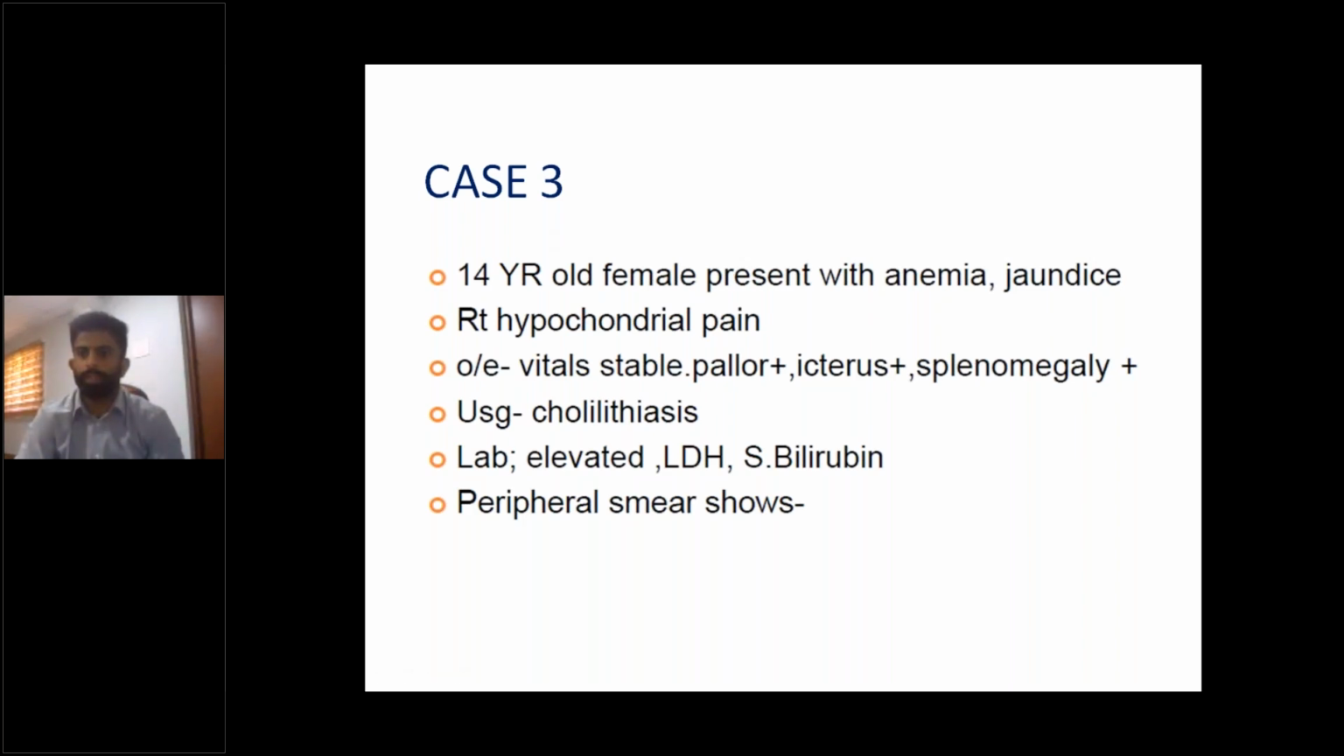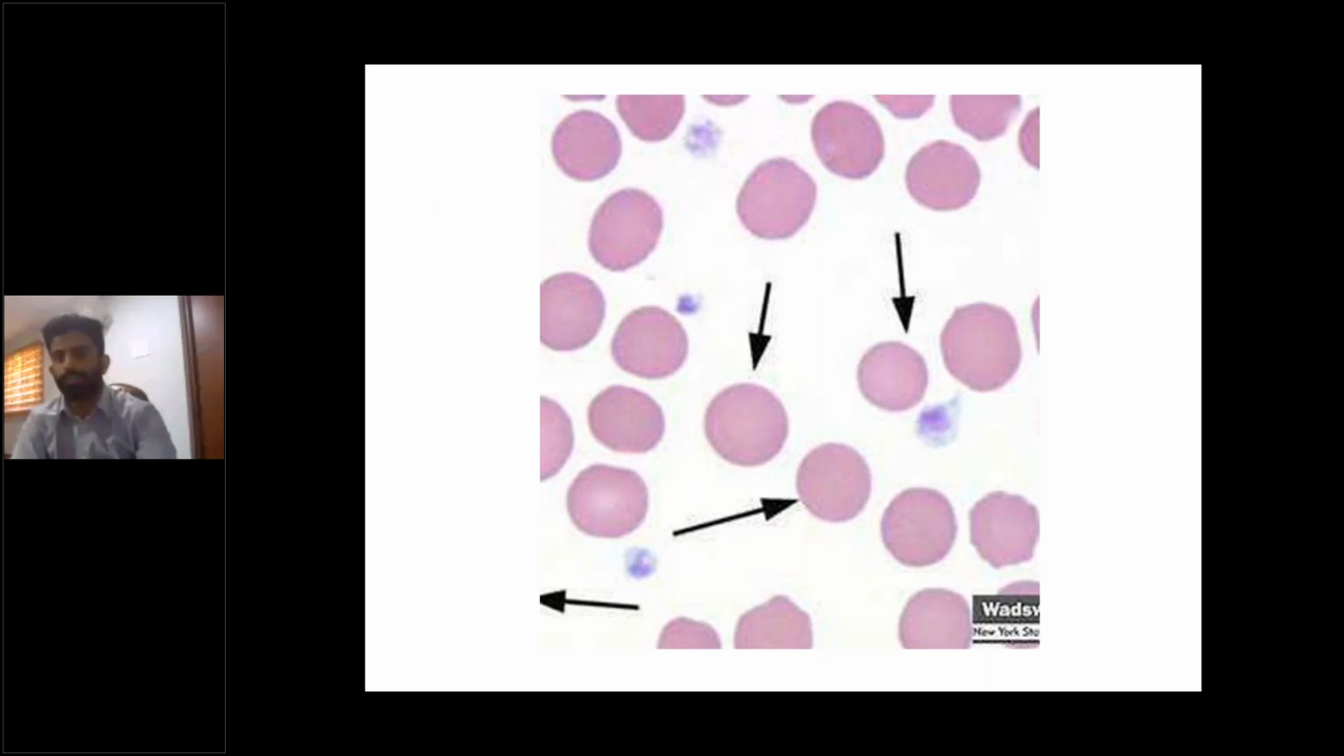14-year-old female presents with anemia, jaundice, and right hypochondrial pain. On examination, the vitals are stable. There is pallor, there is icterus and splenomegaly. The ultrasound shows cholelithiasis. The lab values show LDH is elevated and serum bilirubin is elevated. The peripheral smear shows this. So what is the diagnosis? Anyone? What is the diagnosis? Very good.